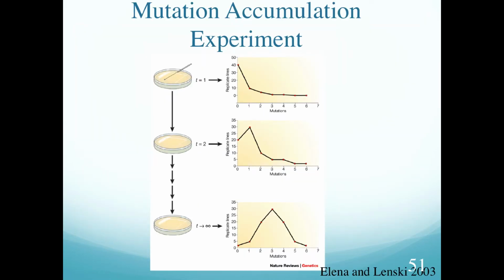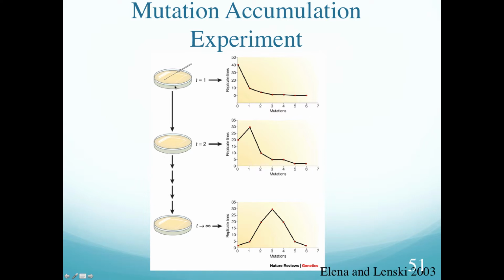So we can test the effect of mutations by using a mutation accumulation experiment. What we do here is we take a single cell from a single colony on an agarose plate of bacteria, and we start a new colony with that single bacteria. And we allow that colony to grow, and then we take a single bacteria from that colony and grow it out in culture. Then we take a single bacteria from that colony and grow it out.